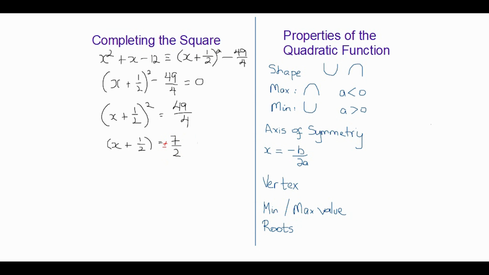So at this point, I need to get rid of this positive a half. So I'm going to subtract a half from both sides, and this is going to give me two cases. The first case is when I subtract a half from a positive 7 over 2. And the second case, when I subtract a half from a negative 7 over 2.